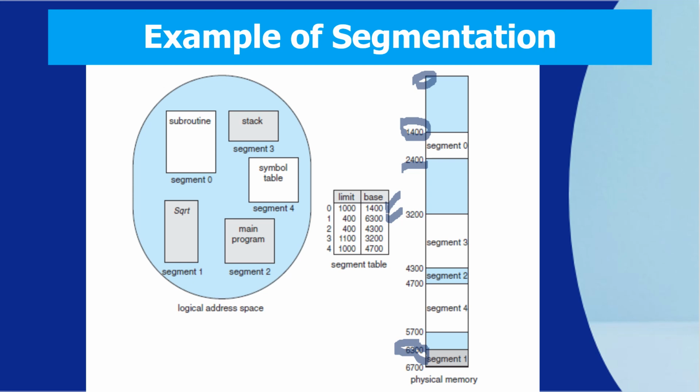Take segment 2. 4300 is the base address, added with the limit of 400 for segment 2. So we place segment 2 in this place. Segment 3 has base address 3200, added with the limit 1100, so 4300. Segment 3 will be placed in between.